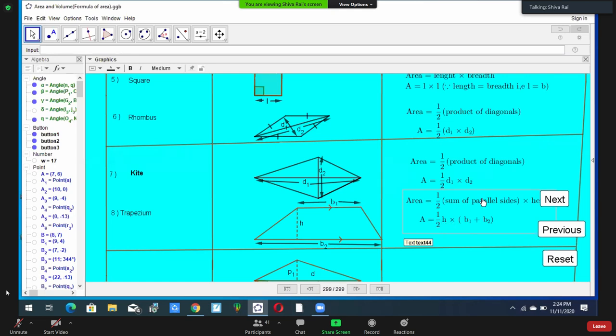Here, sum of parallel sides means B1 plus B2. You look here, B1 and B2. If the parallel sides and height are given, then we can find out the area.